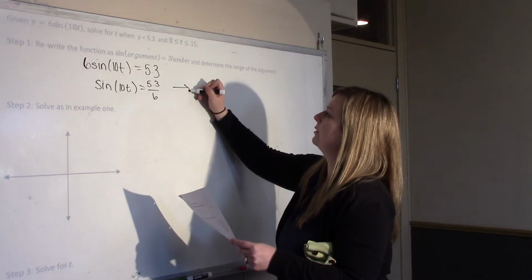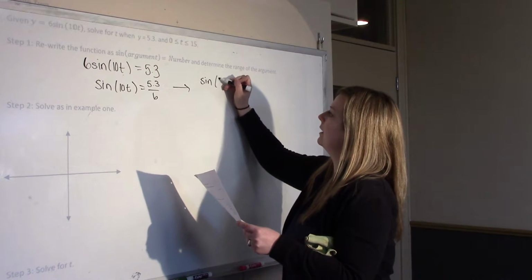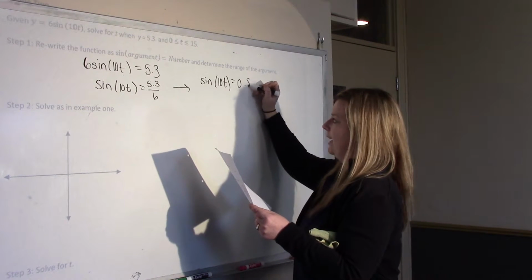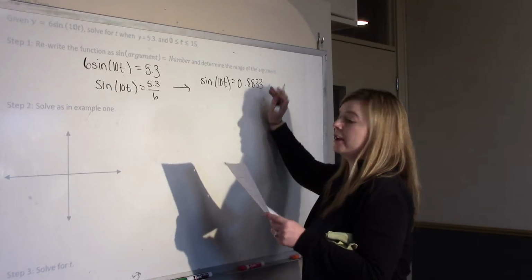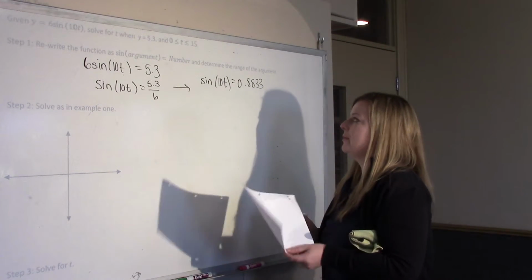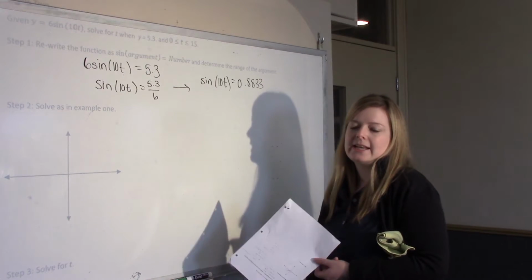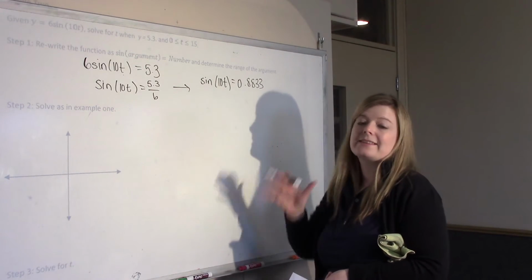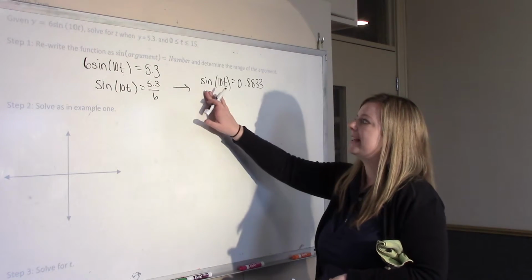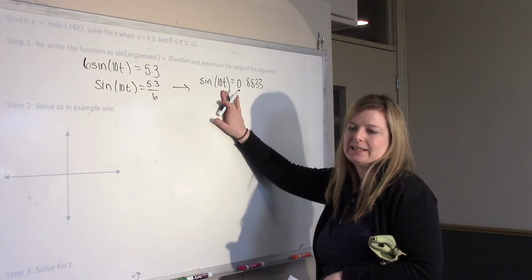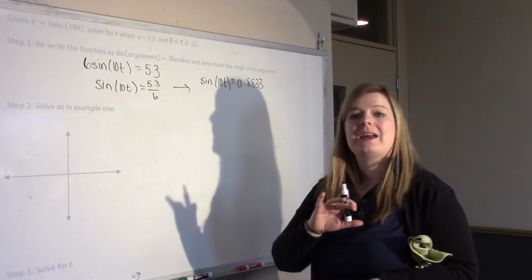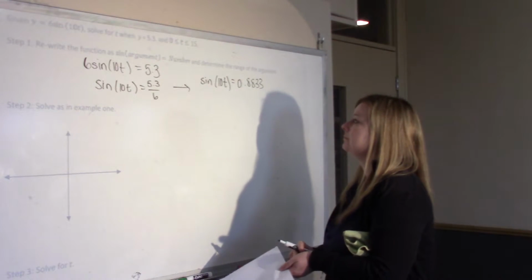So that gives you sine of 10t is equal to 0.8833. Do not round, okay? You can't divide by 10 because 10 is in the argument. You're not multiplying sine of t by 10. If you were, you would divide by 10, but you're taking the sine of 10t. Whatever is in the parentheses, whatever you're taking the sine of, you can never divide by that.